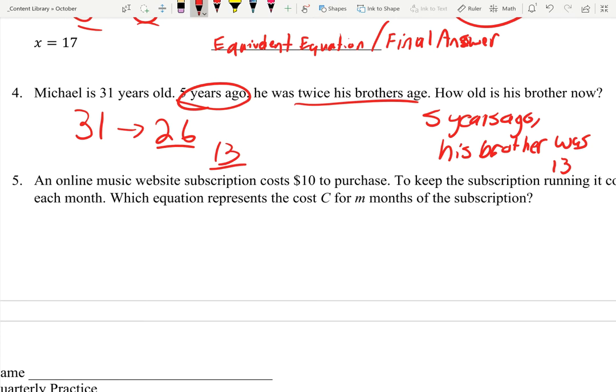His brother was 13 years old. How old is his brother now? Remember, his brother was 13 5 years ago. So add the 5 years back, and his brother is now 18 years old. So our final answer is actually 18.